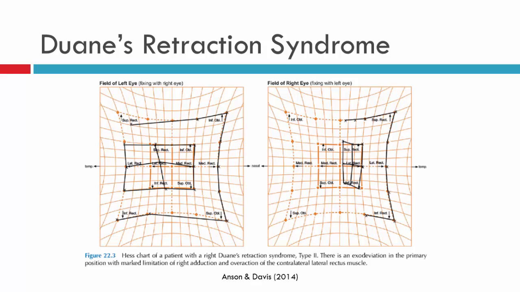Let's have a look at a Hess chart of a patient with a type 2. In this example, we have a right type 2 Duane's retraction syndrome, and we can see that the medial rectus is limited, but there's no limitation of the lateral rectus.